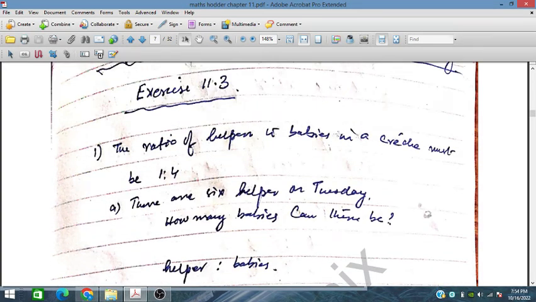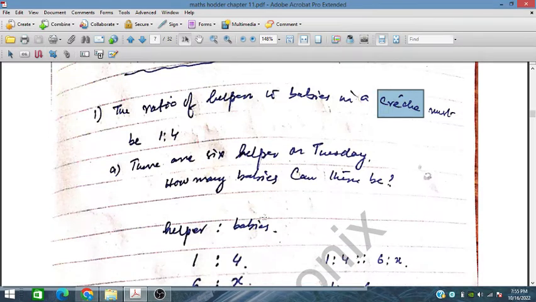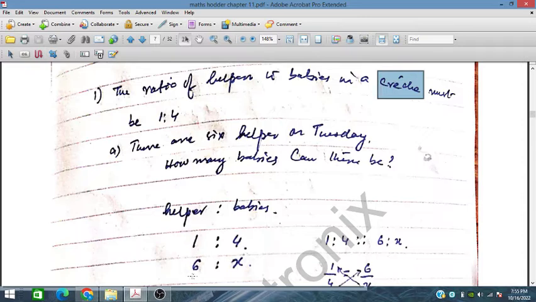Similarly, the ratio of helpers to babies in a crèche, which is a French word, a nursery kind of thing. The ratio of helpers to babies in a Montessori or nursery must be 1 to 4. There are 6 helpers on Tuesday. How many babies can there be? So we have a ratio of helper 1 and babies 4. If there are 6 helpers, how many babies are there?